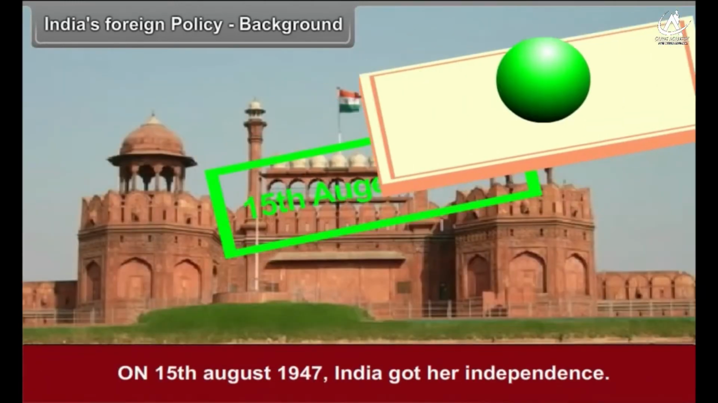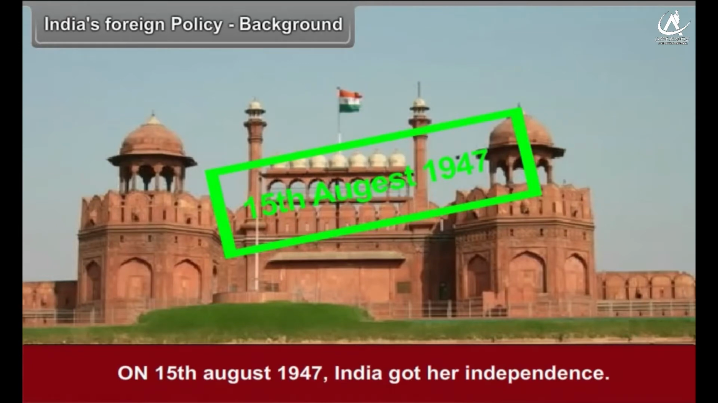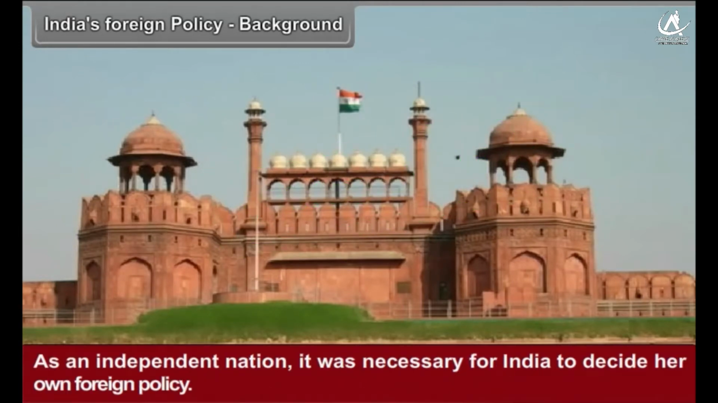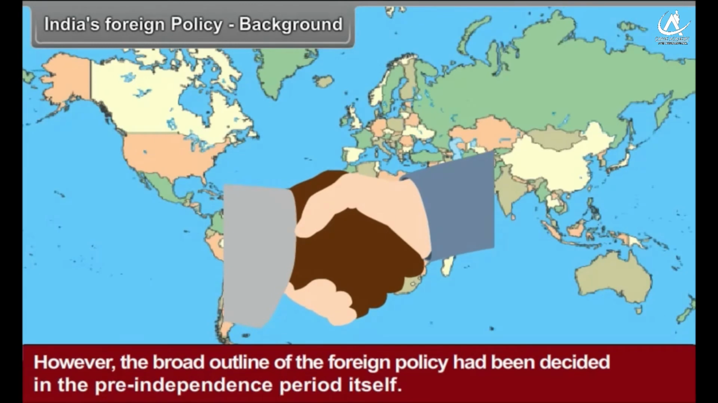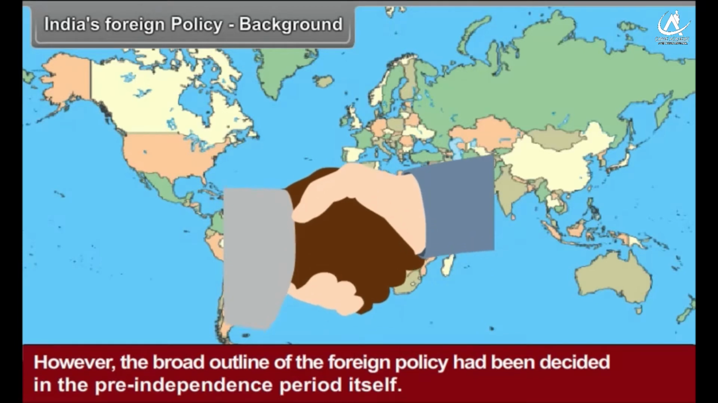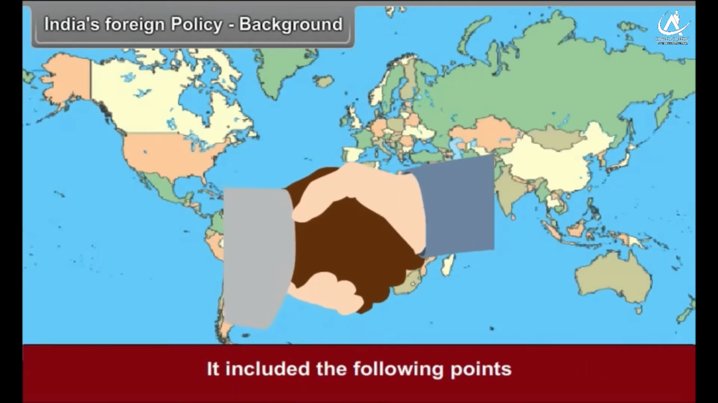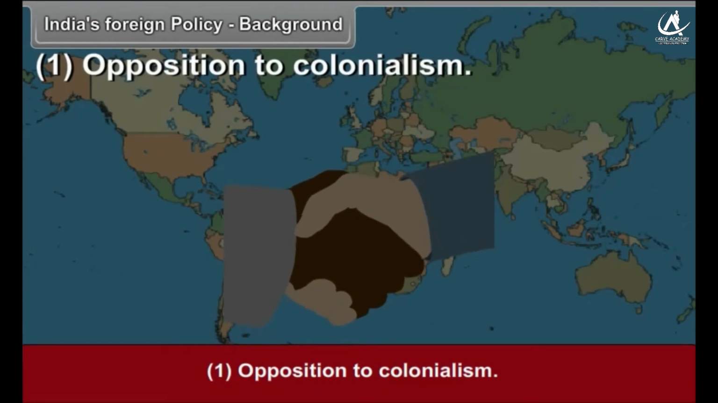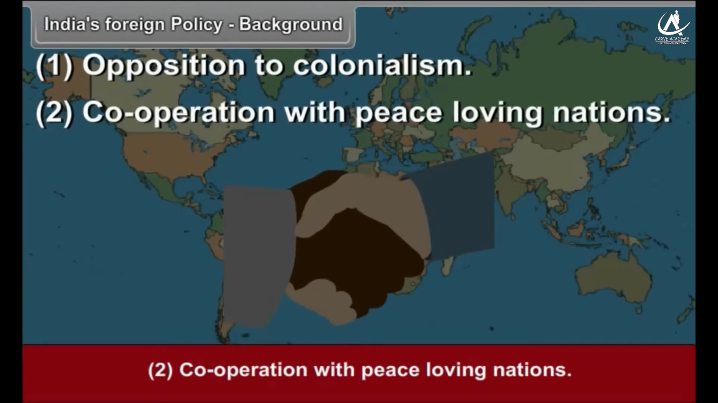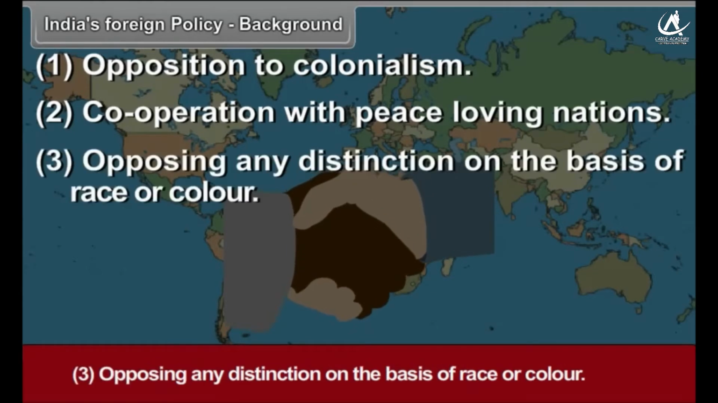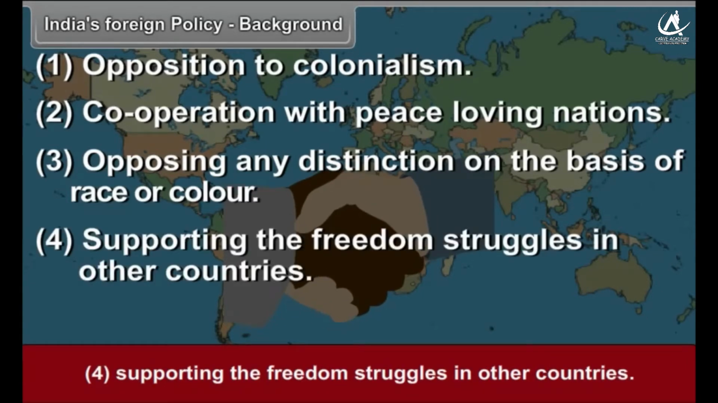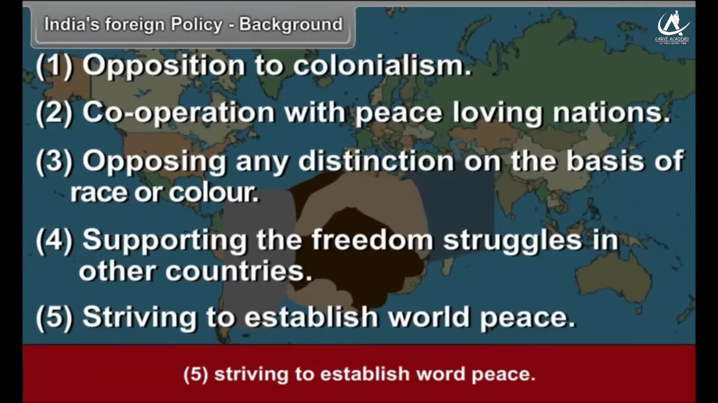On 15th August 1947, India got her independence. As an independent nation, it was necessary for India to decide her own foreign policy. However, the broad outline of the foreign policy had been decided in the pre-independence period itself. It included the following points. 1. Opposition to colonialism. 2. Cooperation with peace-loving nations. 3. Opposing any distinction on the basis of race or color. 4. Supporting the freedom struggles in other countries. 5. Striving to establish world peace.